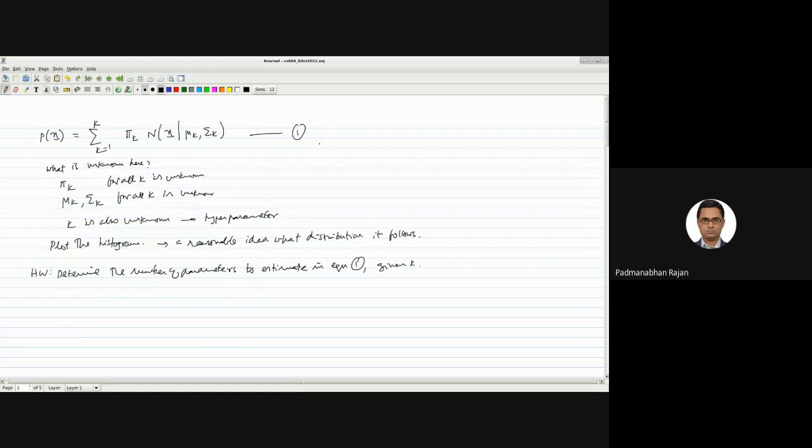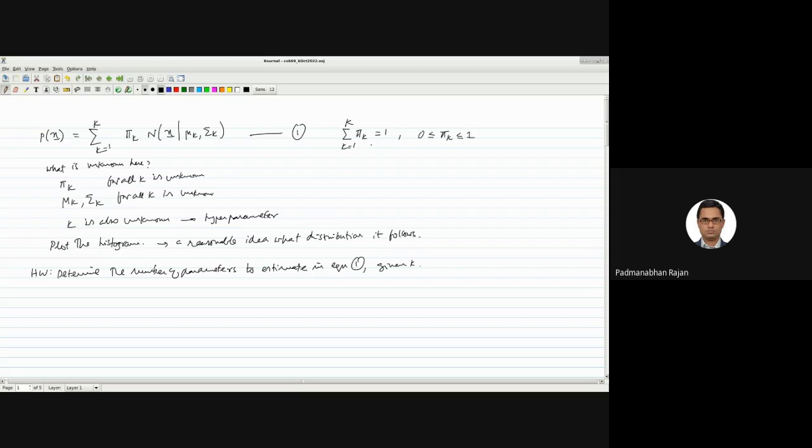And just to make this complete, to satisfy the density function requirements, you should also have that the sum of pi k from 1 to k is 1, and 0 less than or equal to pi k less than or equal to 1. These are the two constraints we have to put on pi k, so that this p of x, this mixture distribution, is a valid probability density function.